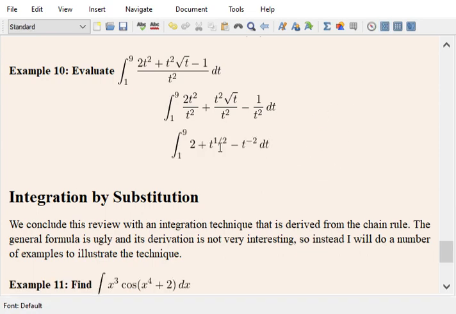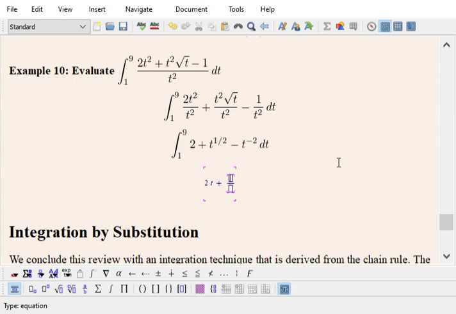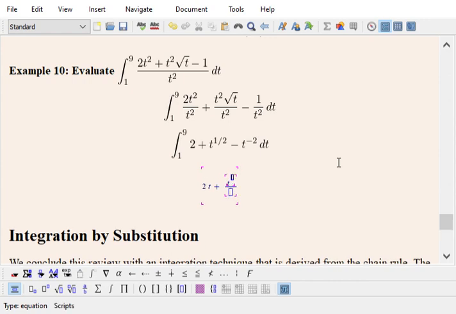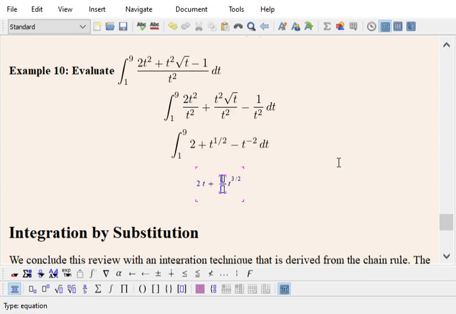And we've written it in a way that is amenable to the power rule, right? Because now all we need to do is add 1 to the exponent and then divide by whatever we end up with. So the antiderivative of 2 is 2t. You just plop the variable next to it. Let's see, 1/2 plus 1 is 3/2, and then you divide by 3/2. But here's the thing. Dividing by 3/2 is the same as multiplying by 2/3. So I think I would rather do that instead.